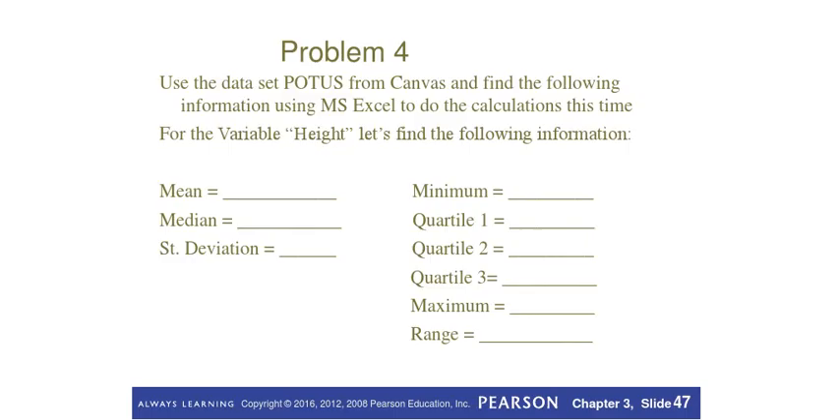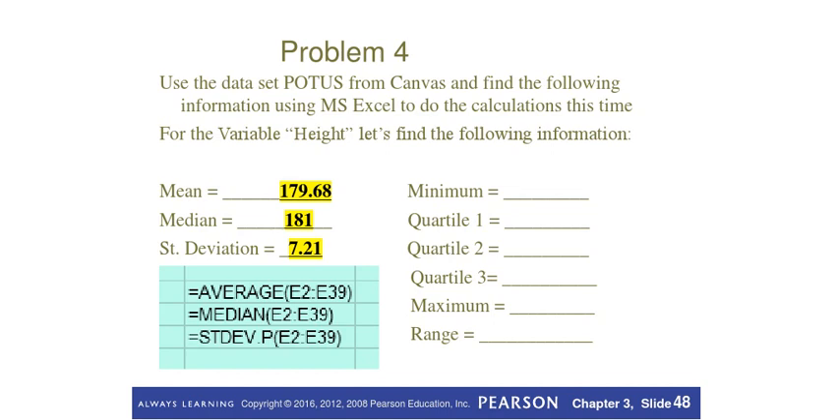So let's go ahead and enter this on our handout right here. Here are the formulas that you can use. It's average, median, and standard deviation. In this case, it's P for the population. It would be .S if your data set was a sample. All right, let's find our other values right here. I'm going to show you the commands for minimum, quartiles, and maximum.